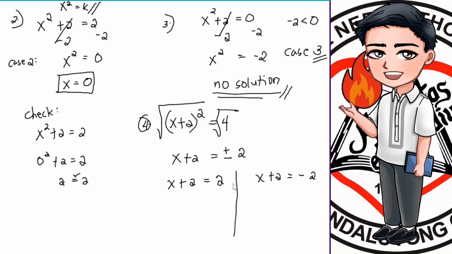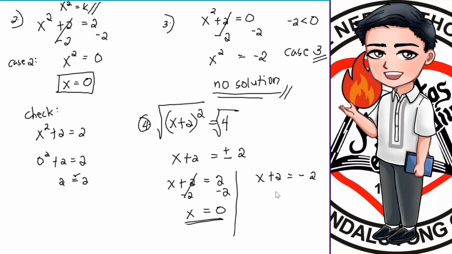To solve for the roots of our quadratic equation (x + 2)² = 4, we need to solve for the value of x. So as we can see here, let us subtract 2 from both sides. So this will become 0. So x is equal to 2 plus negative 2 is 0. So that is the first root of our quadratic equation.